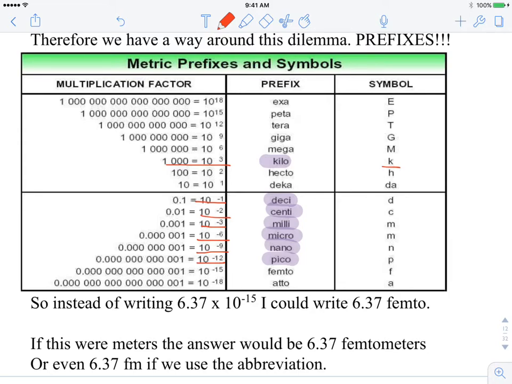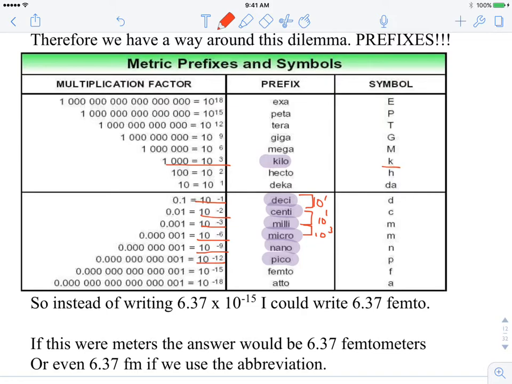So these prefixes differ by a factor of 10. So for example, you can see between deci and centi, the difference between them is 10 to the first. The difference between centi and milli is 10 to the first also. Between micro and nano, or even milli and micro, now they start to increase by a factor of 1,000, 10 to the third. So they're all factors of 10, they just may be multiple factors.